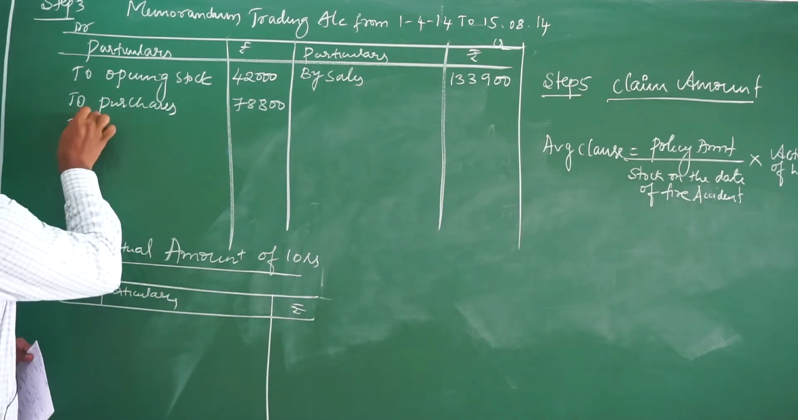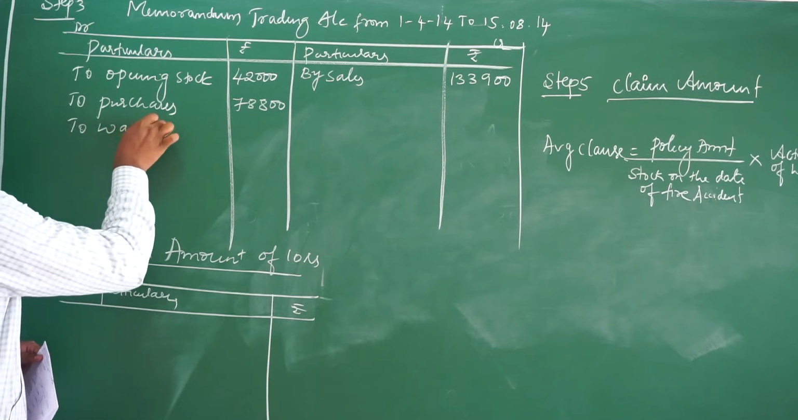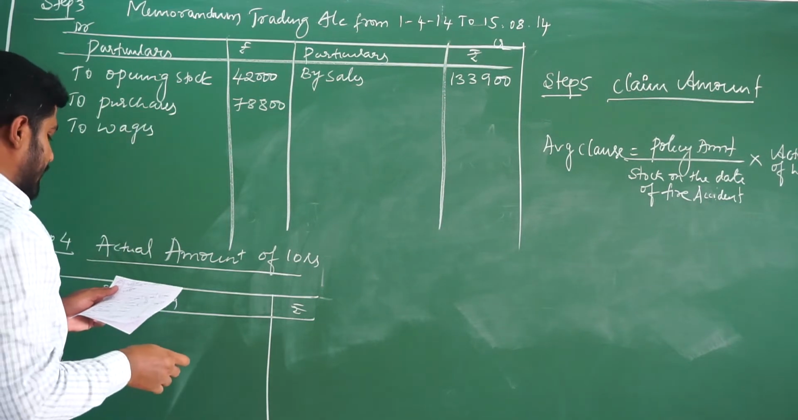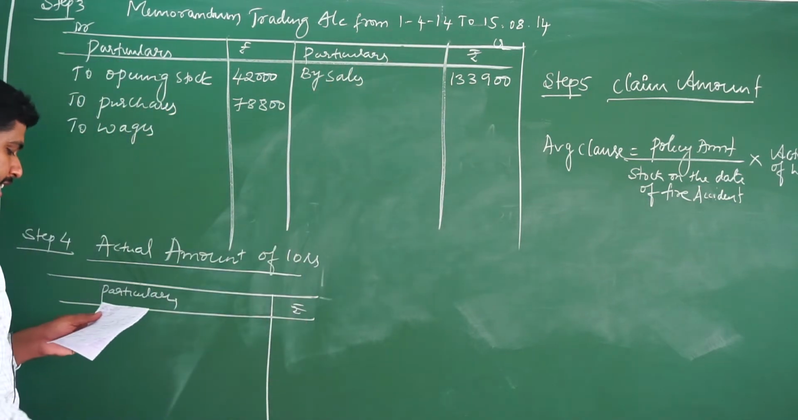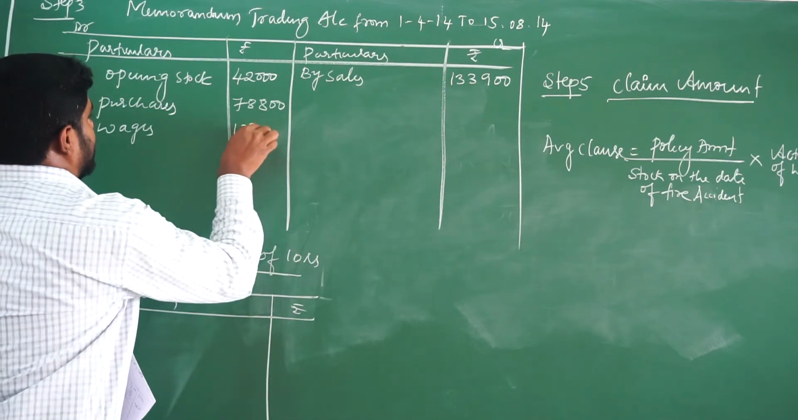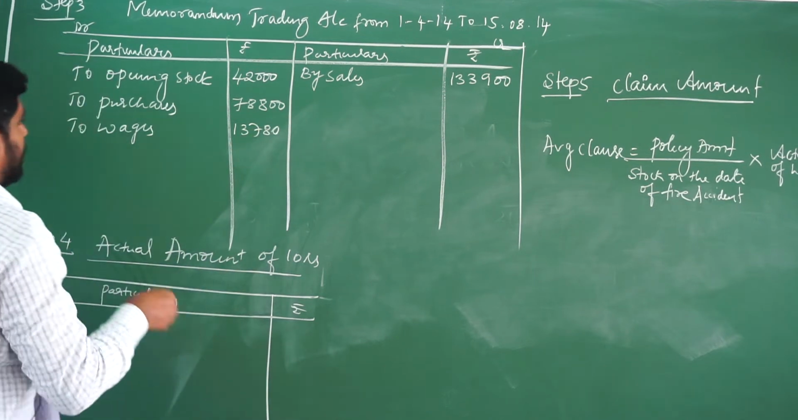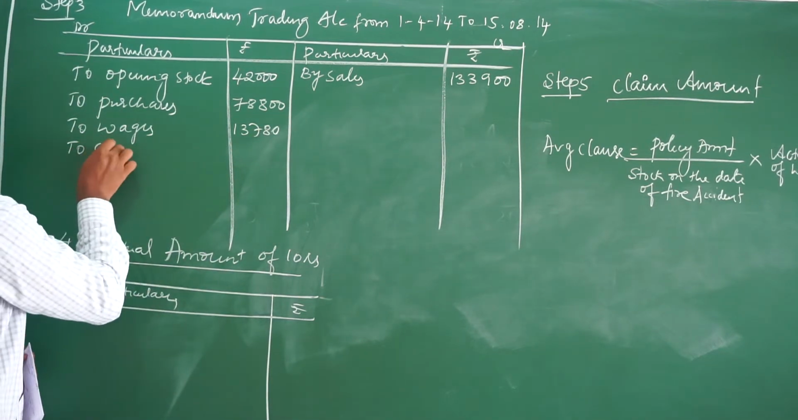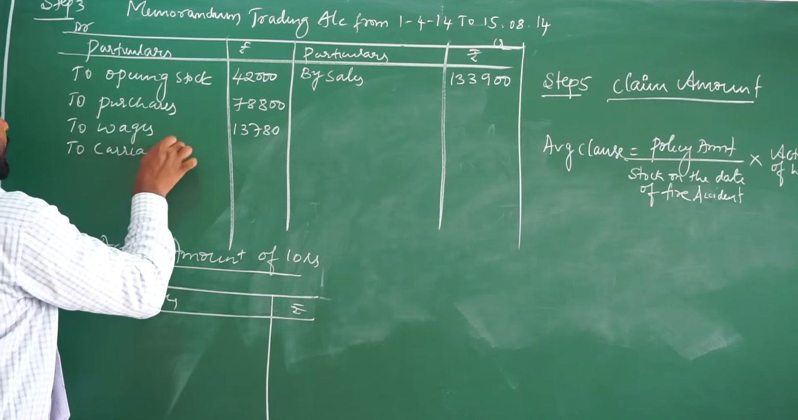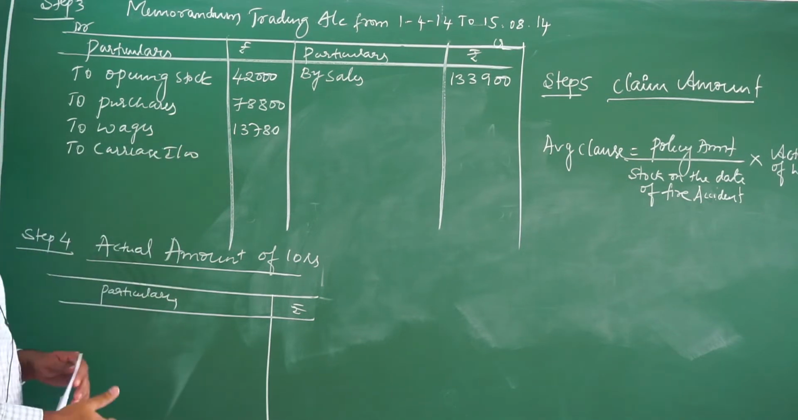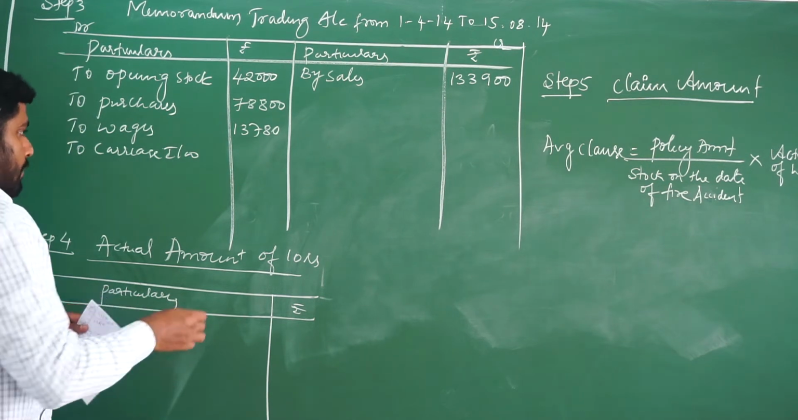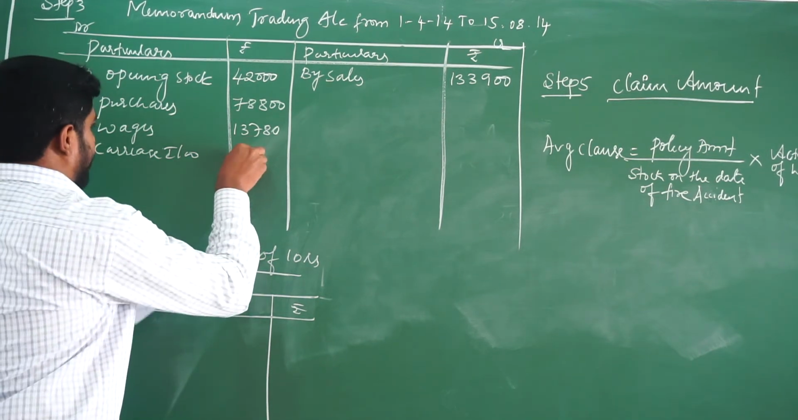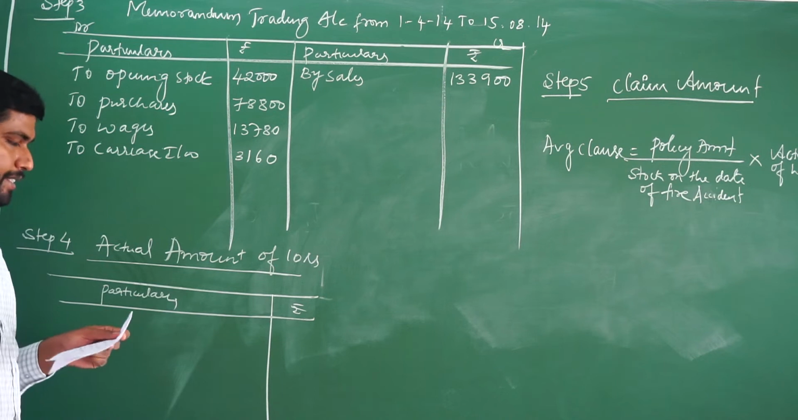Next, wages. Wages is a direct expense. The wages from 1/4/2014 to 15/8/2014 is 13,780. The next transaction, carriage inward, from 1/4/2014 to 15/8/2014 is rupees 3,160.